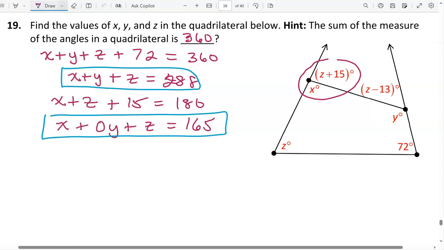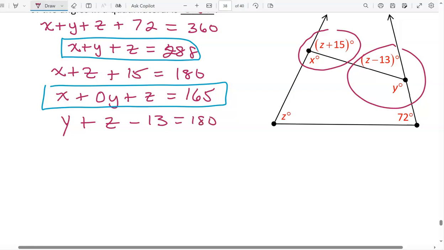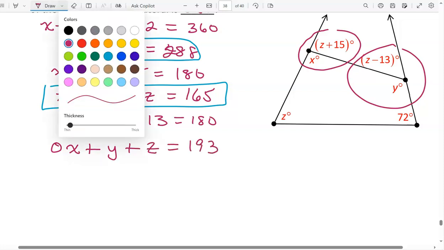And now we need a third equation, and our third equation comes from the second linear pair of angles. So for that linear pair of angles, y plus z minus 13 is equal to 180. Putting this in standard form, 0x plus y plus z is equal to 193.